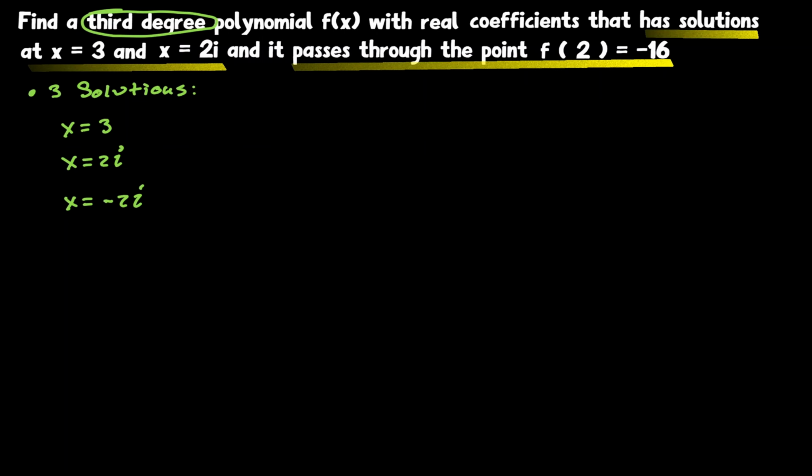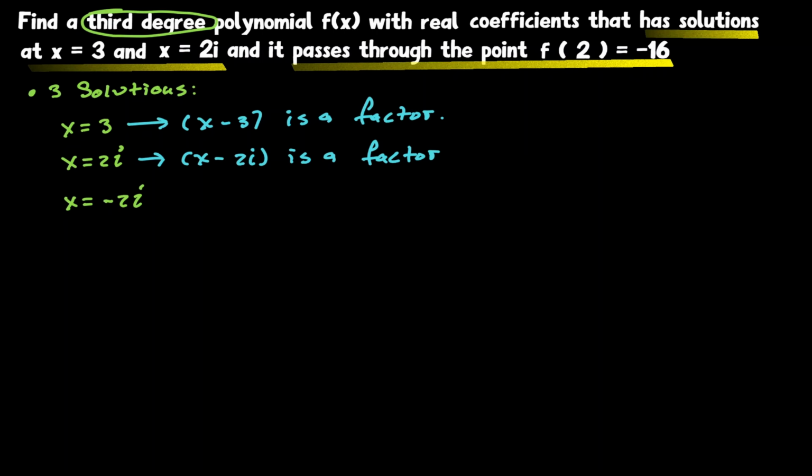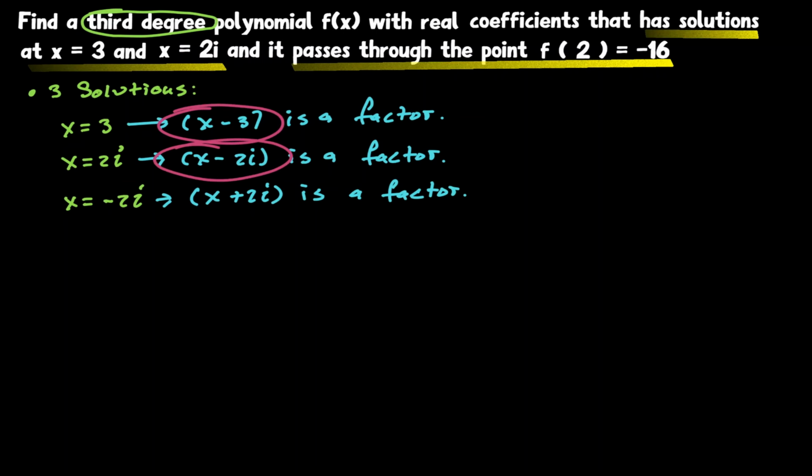And now let's make sense of what we can gather from this. If x equals 3 is a solution, then x minus 3 is a factor. If x equals 2i is a solution, then the expression x minus 2i is a factor. If x equals negative 2i is a solution, then x plus 2i is a factor. And now that we have three different factors for this function, now we can define this third-degree polynomial.